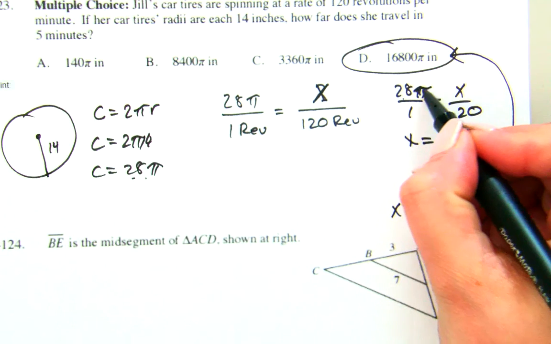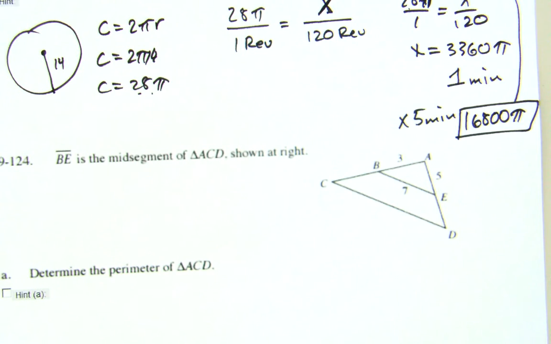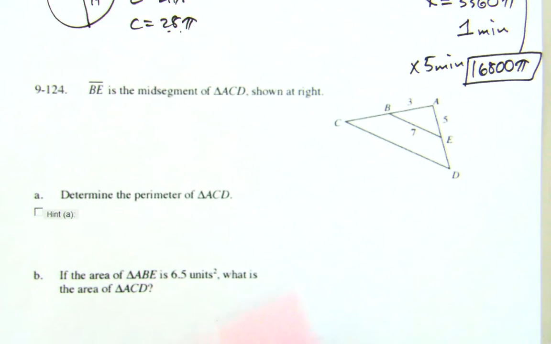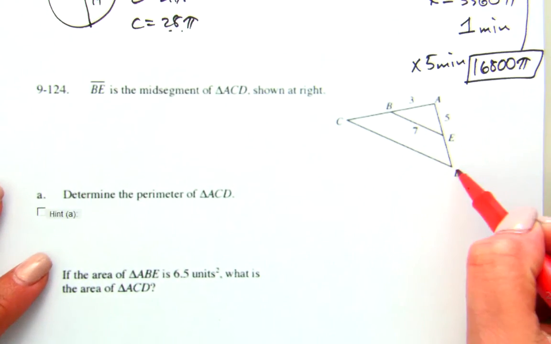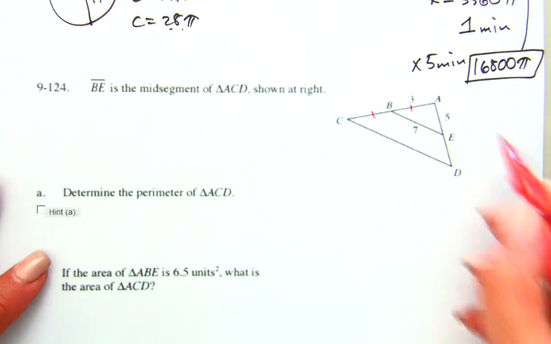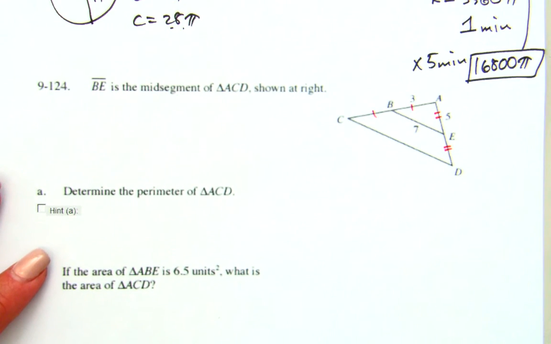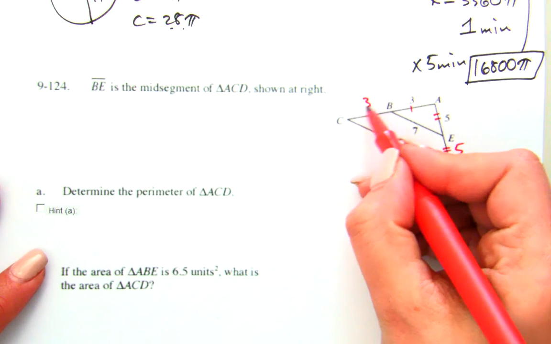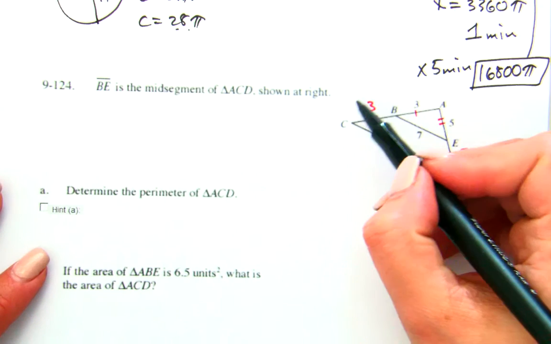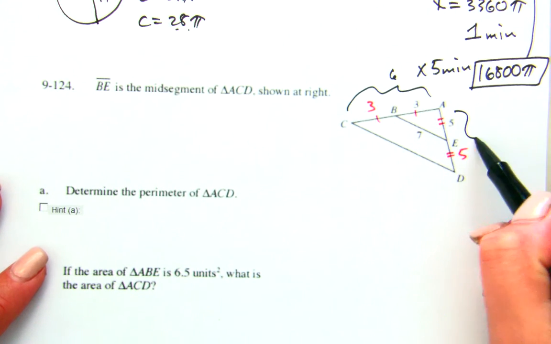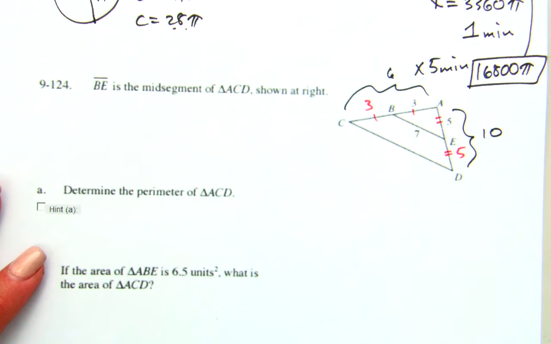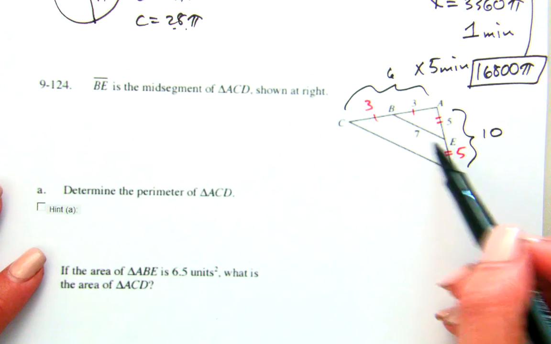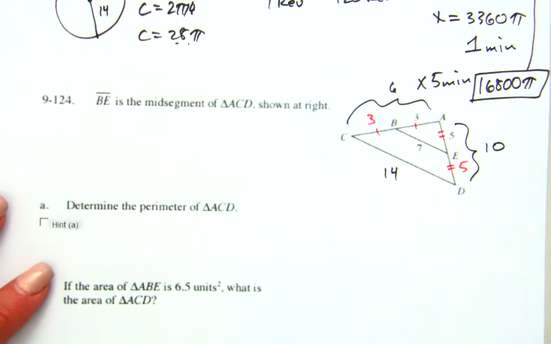Okay, 124. Oh, this is easy. BE is the mid-segment of triangle ACD, shown at the right. Okay, so the mid-segment basically means we're going to be in the middle. So if it's in the middle of CA and DA, that means these parts are the same. So that means that's 5, this is going to be 3. So the entire thing is 6, and the entire thing is 10. So we basically just doubled. So if that's 7, then that's going to be 14. Okay, that's easy to do.